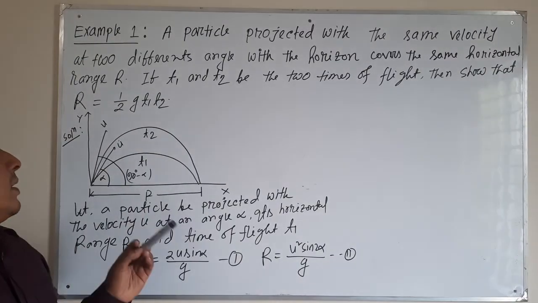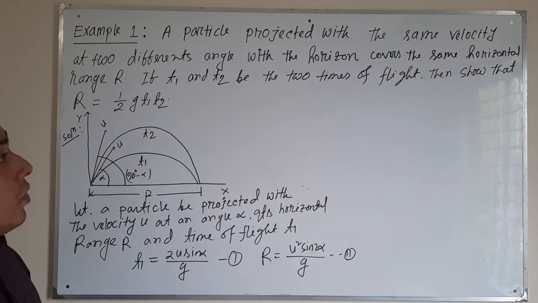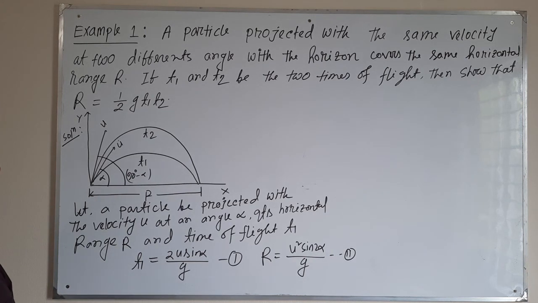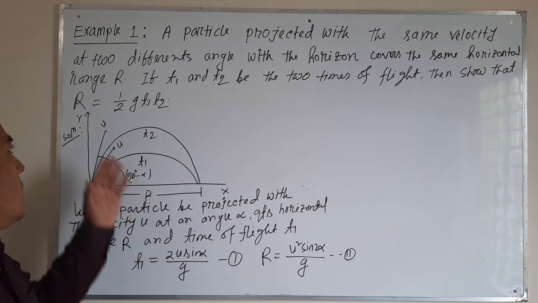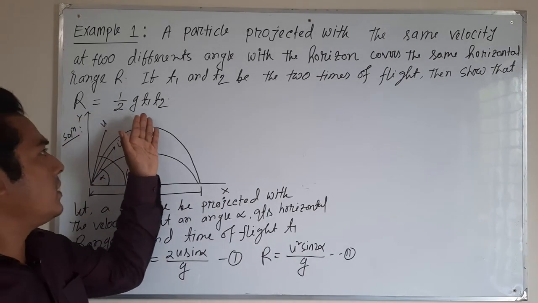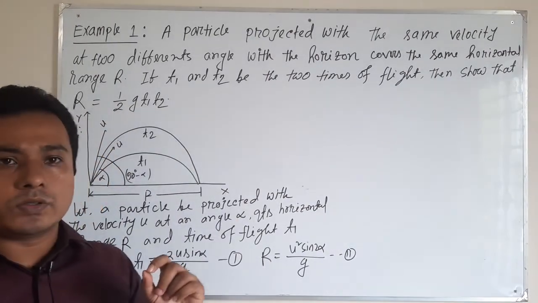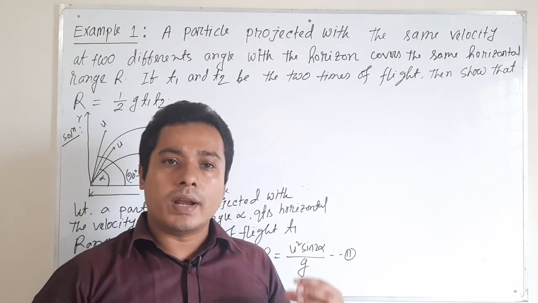Okay, my dear students, example 1: a particle projected with the same velocity at two different angles with the horizon covers the same horizontal range R. If t1 and t2 are the two times of flight, then show that R is equal to half of g t1 into t2.